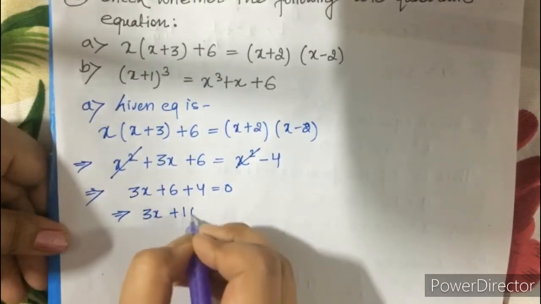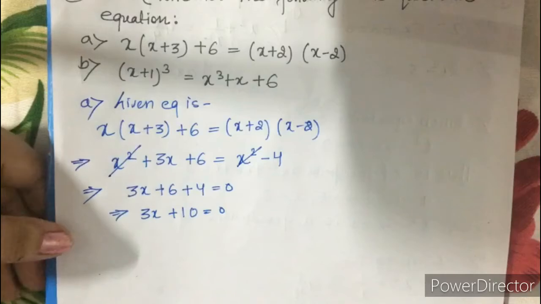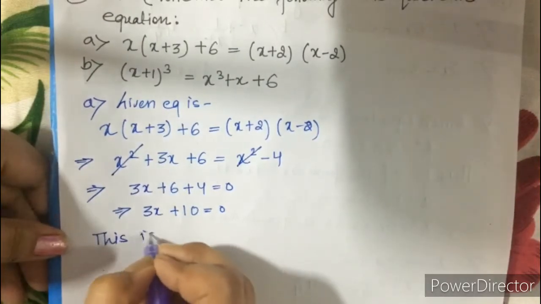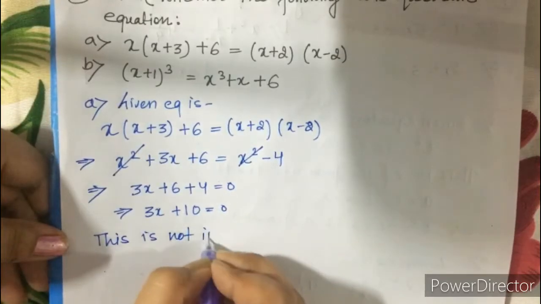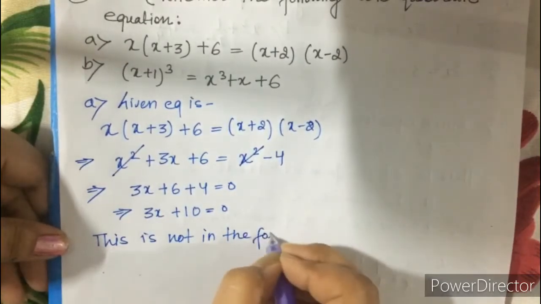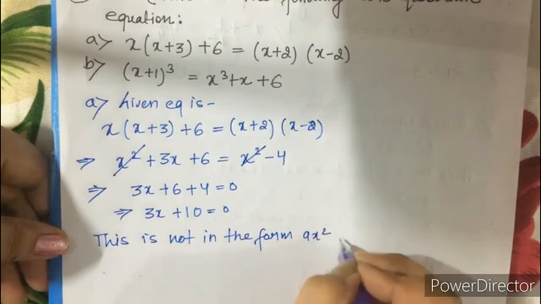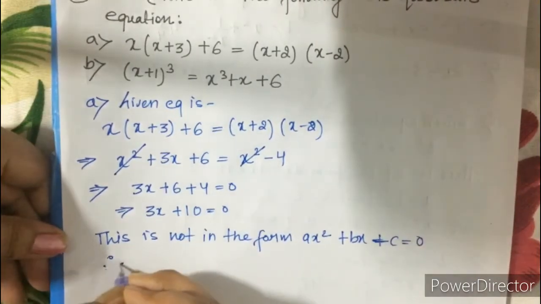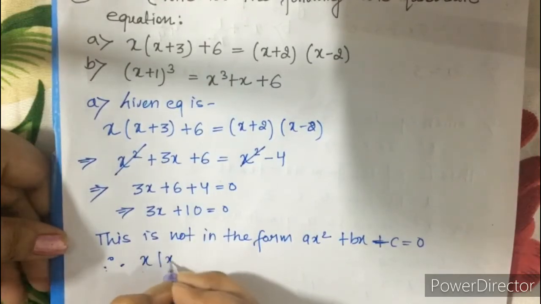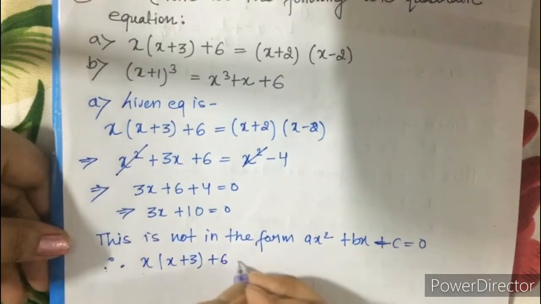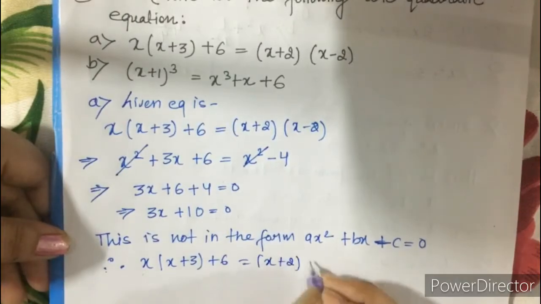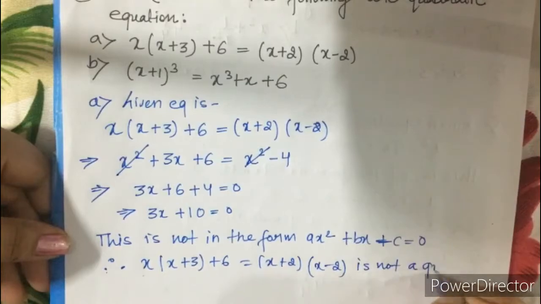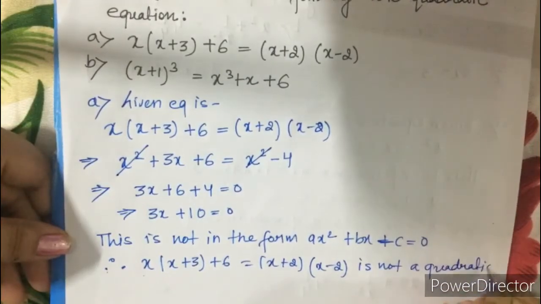Now you can see this will become a linear equation. Why? Because the highest power is 1. We will write this is not in the form ax square plus bx plus c equal to 0. Therefore this equation is not a quadratic equation.